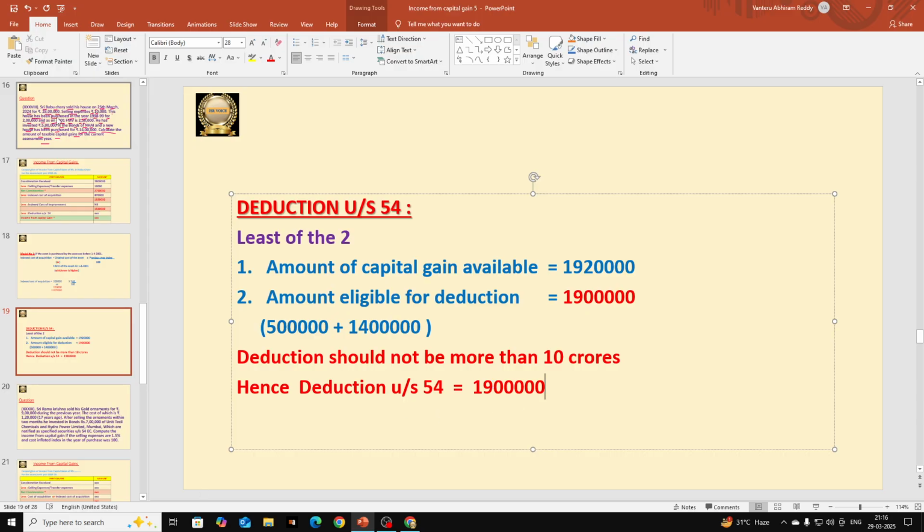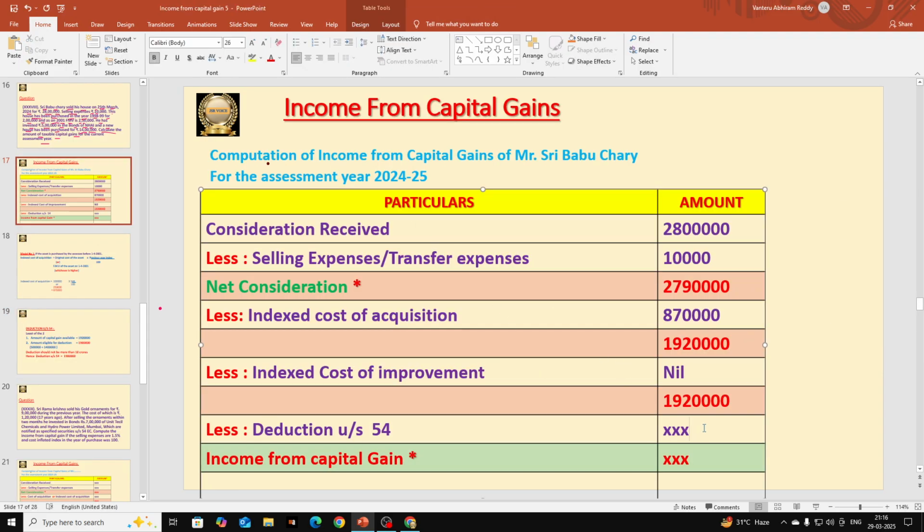Okay, so 19 lakhs is the deduction under section 54. Let us go and record there. And if you want to give separately, 54EC 5 lakhs deduction and 14 lakhs separately, you can give. Okay, if you want to give combined like this, it's your wish, no problem. So 19 lakhs I am going to give as deduction here. Deduction under section 54 is 19 lakhs. If you deduct 19 lakhs, you will get 20,000. Okay, 20,000 is income from capital gain.